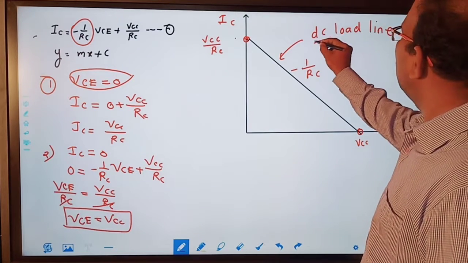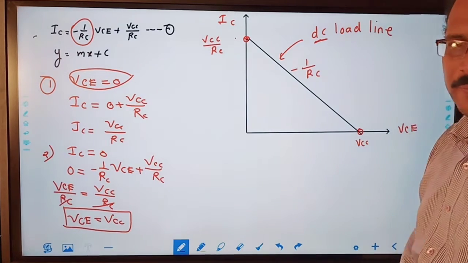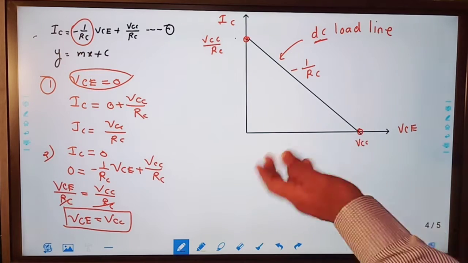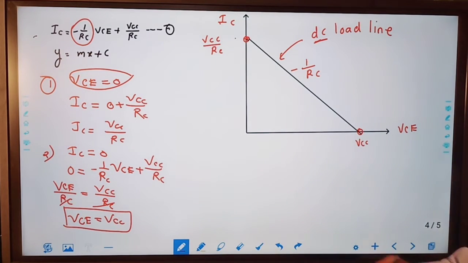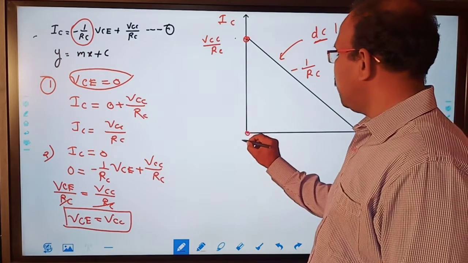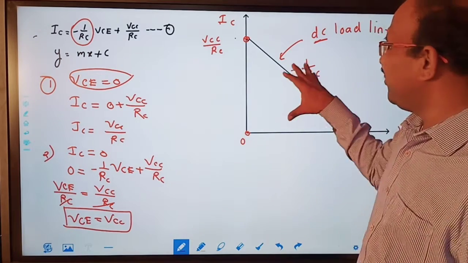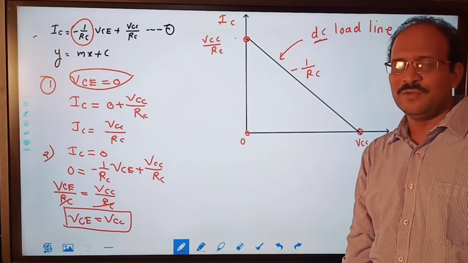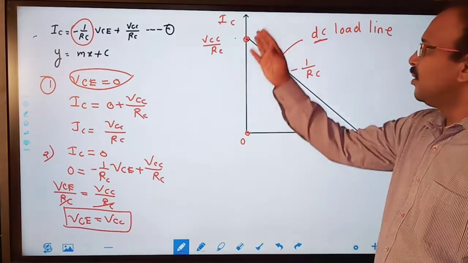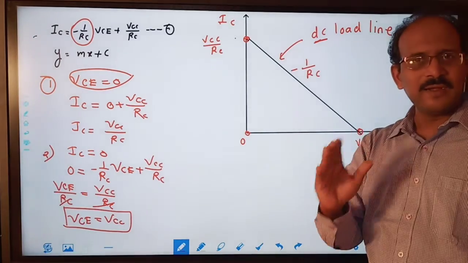Why DC load? Because we use the DC resistor, the resistor which is used for the DC. I will tell you what the AC resistor is. Correct? So there are two extreme points. So here, what does this indicate? This is what we can say is the output characteristics of the transistor. You know the output characteristics of the transistor.